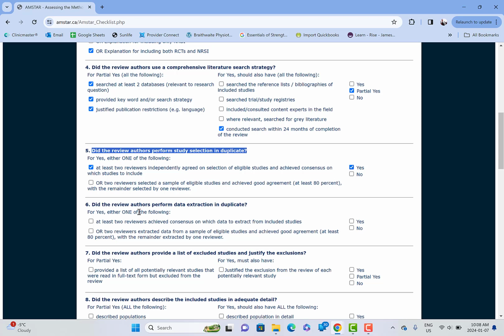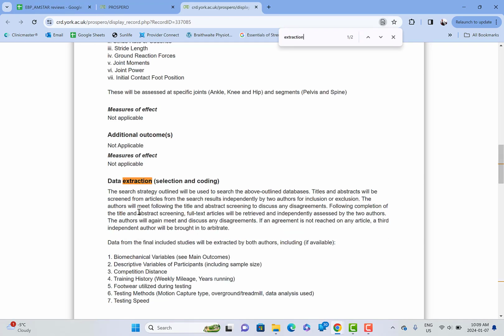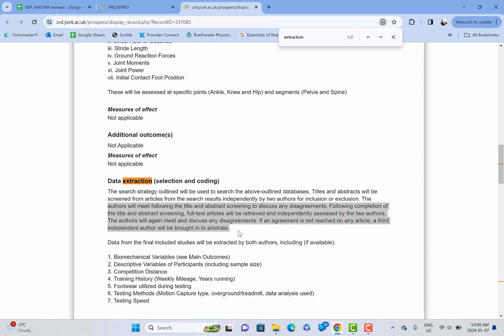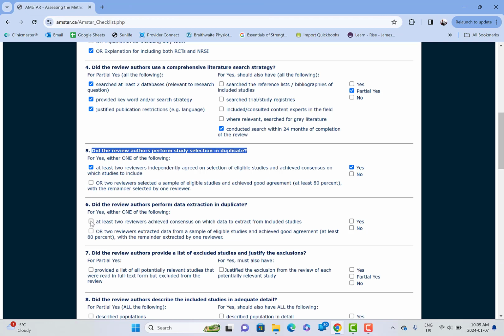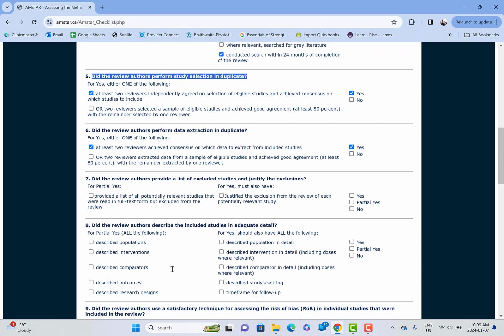And again, here in the Prospero registry, it says that full text articles will be reviewed and independently assessed by the 2 authors. The authors will again meet and discuss any disagreements, and if an agreement is not reached on any article, then an independent author will be brought in to arbitrate. So we can answer again yes to this question. At least 2 authors achieved consensus on which data to extract from the included studies.